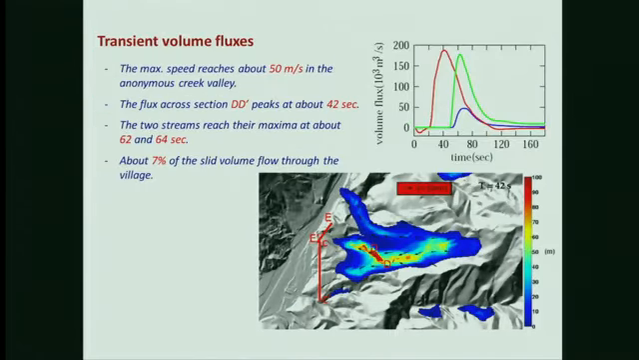The maximum speed reaches about 50 meters per second. We also check the transient volume fluxes. The maximum volume flux is in this DD section. We also check this section to estimate the mass attacking the village, which is around here. We found that only about 7% of the solid volume flows through the village, but it is already destroyed.